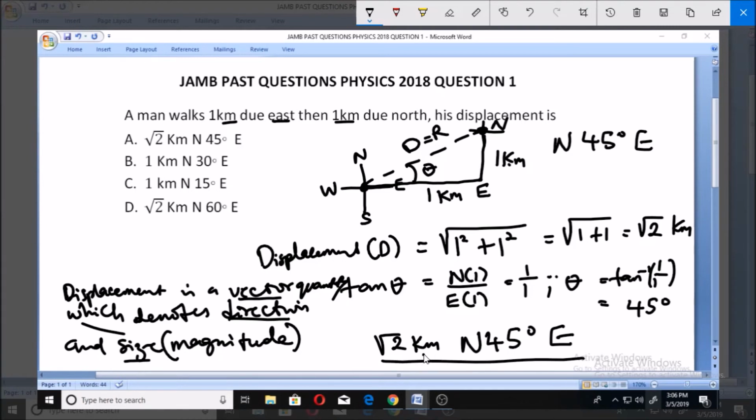So after calculating this with this formula, then you put the direction exactly the way I said it here. If it's south, then south has to come first before west. If it is north, north has to come before west. If it is northeast, north has to come before east. That's how you represent direction. Either the south or north must come first before you have the other one. So from the options, we can see that option A is the right answer for this.